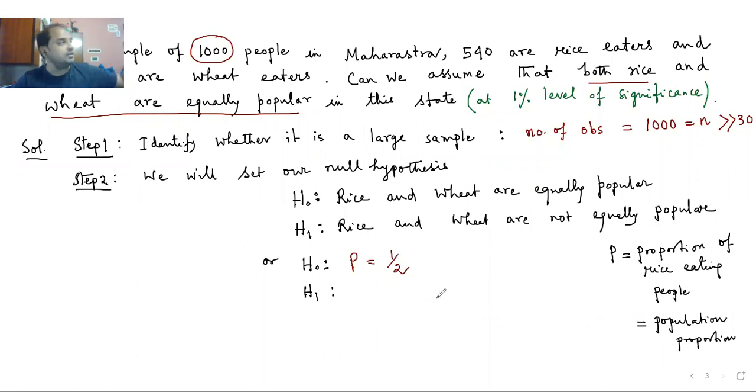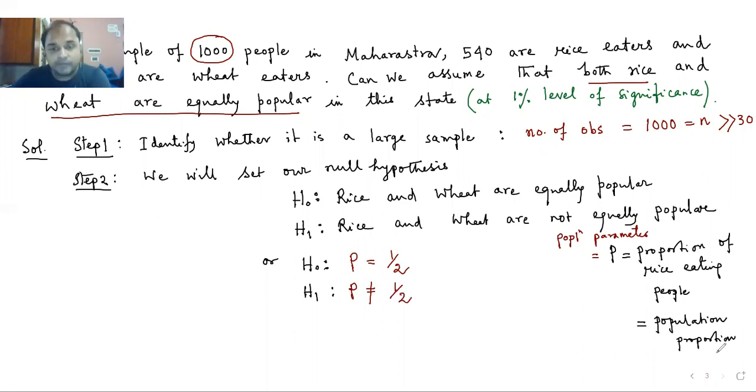50% of the population eats rice, 50% of the population eats wheat. Okay, so they are equally popular. So this is my population parameter. Capital P is actually my population parameter. And consequently, in the alternative hypothesis, we will write P not equal to half.